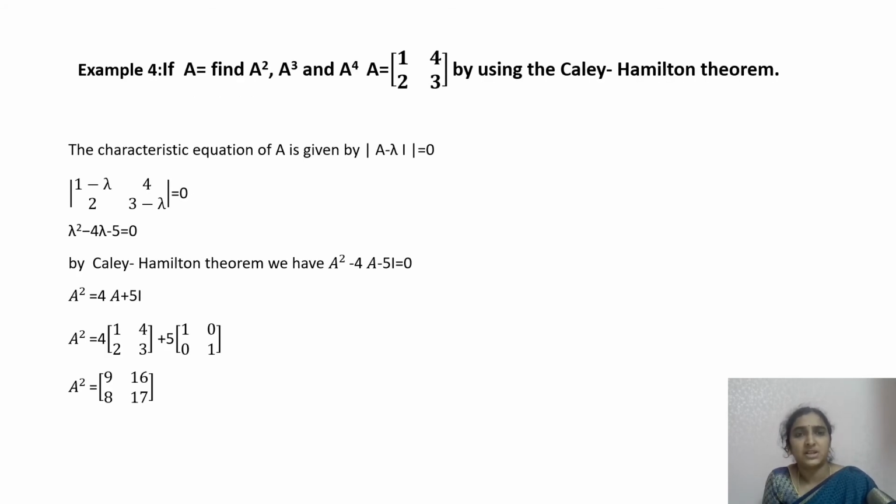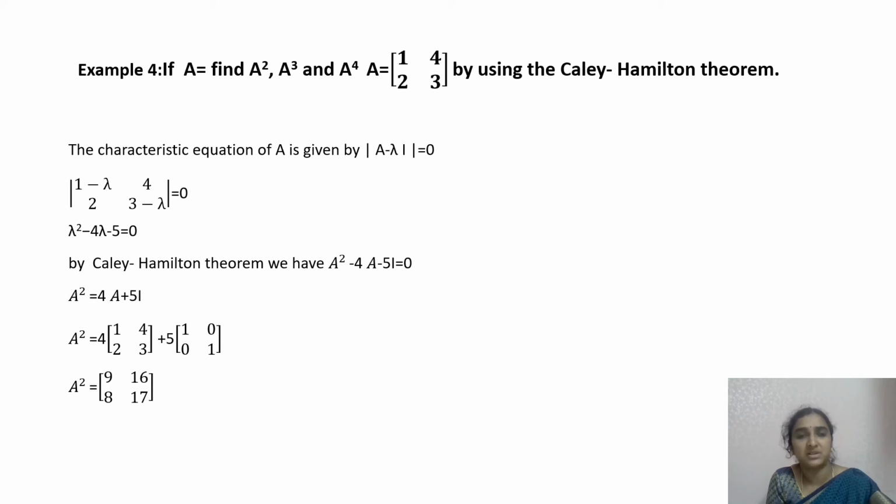Let us now find A square, A cube, A to the power 4 for a given matrix using Cayley-Hamilton theorem. The given matrix is A equals 1, 4, 2, 3, which is a second order matrix. The characteristic equation of A is given by the determinant of A minus lambda I equal to 0. Hence the determinant of 1 minus lambda, 4, 2, 3 minus lambda is equal to 0. That would result in lambda square minus 4 lambda minus 5 is equal to 0.